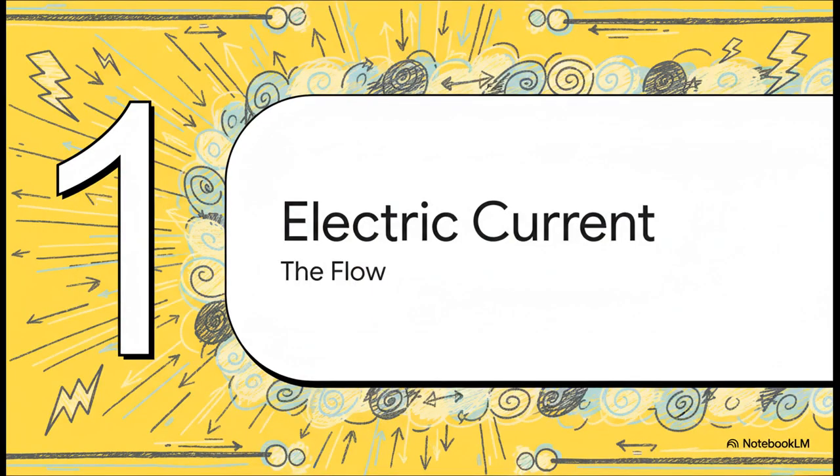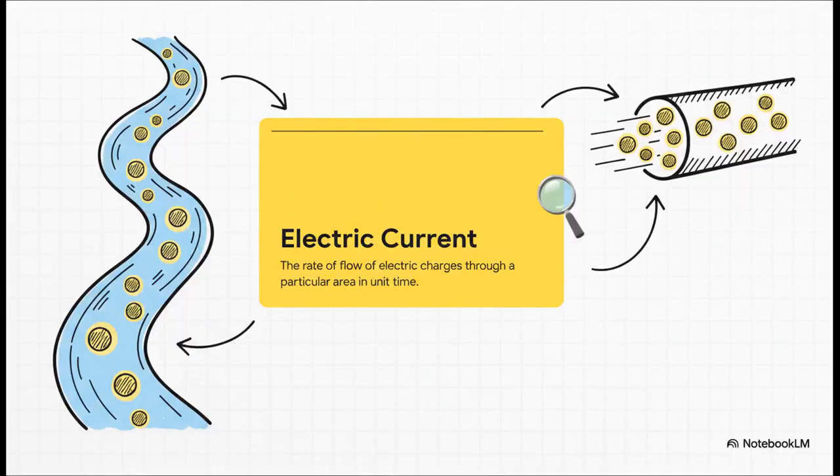Let's figure out what this flow is all about. So what in the world is electric current? Well, at its very core, it's just the flow of electric charge. And a fantastic way to picture this is to think of a river. The current in a river is just how much water is flowing past a certain spot every second. Electric current? It's the exact same idea. We're just talking about charge instead of water.